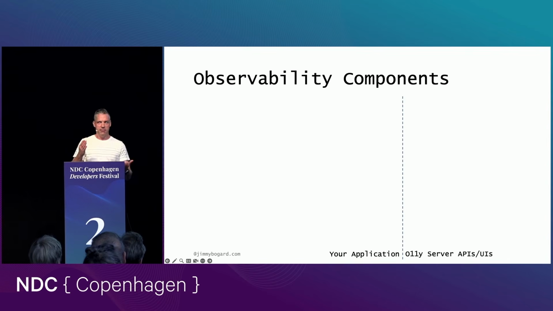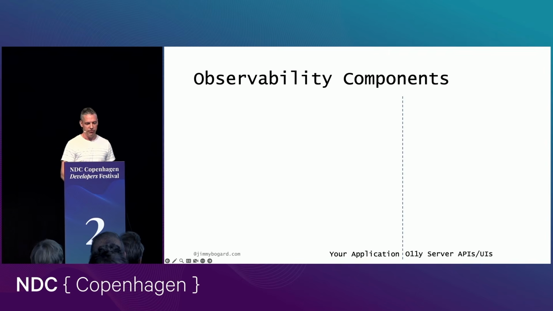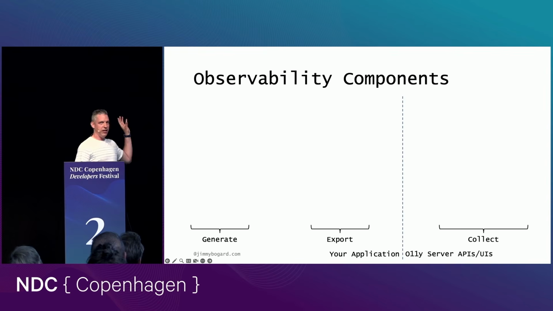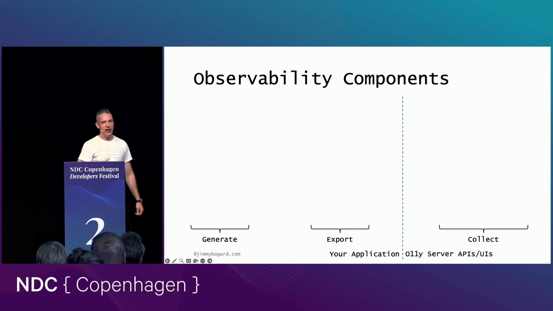From here, we have basically three main steps of how we manage this observability information. We have the step to generate observability data, the telemetry signals themselves. When we generate that data inside our application, something has to take that information and push it out. So the next step is to export that data. And then finally, on the server side, something has to collect that information and be able to do something with it.